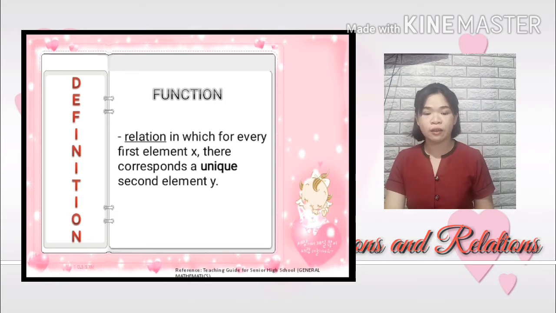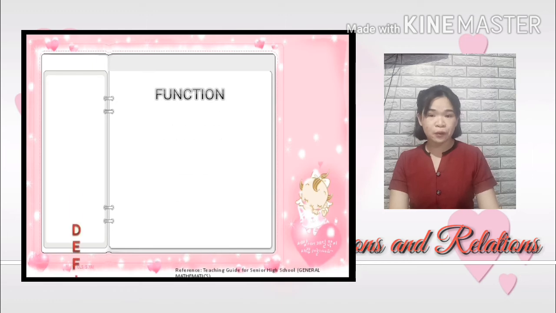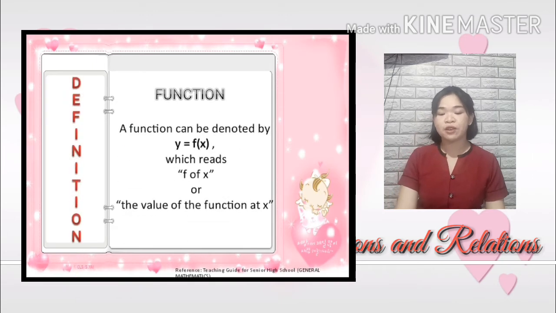If there is Julia, there should be only Joshua, not Julia and Joshua, not Joshua and Gerald. That's not possible. So it's not a function if that happens. A function is denoted by y is equal to f of x, which reads f of x, or the value of the function at x.